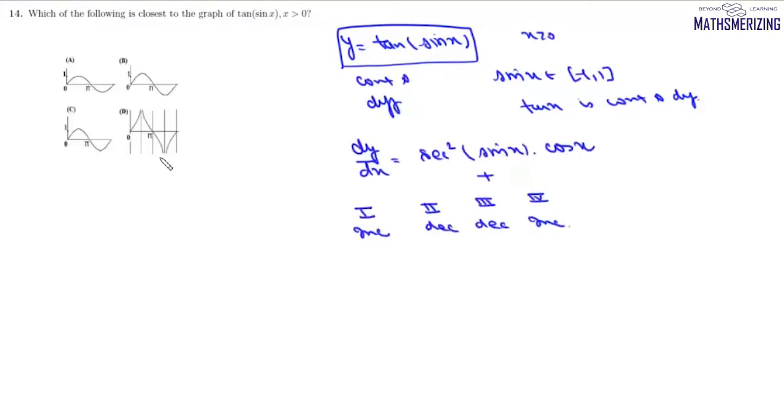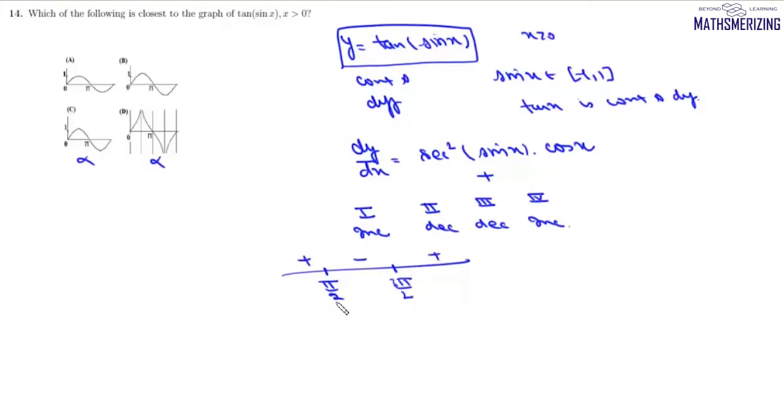So this graph cannot be D because it is continuous and differentiable, and it cannot be C because C is not differentiable at pi by 2. Now it has to be between A and B. Now we look at tan of sin x. It has critical points at pi by 2 and 3 pi by 2. Now this is plus, minus, and then plus.